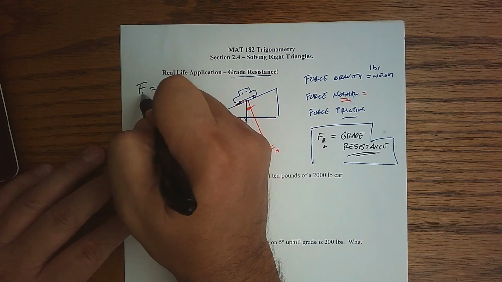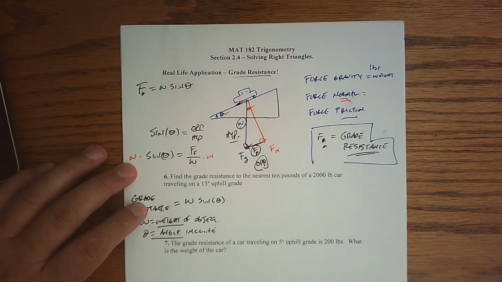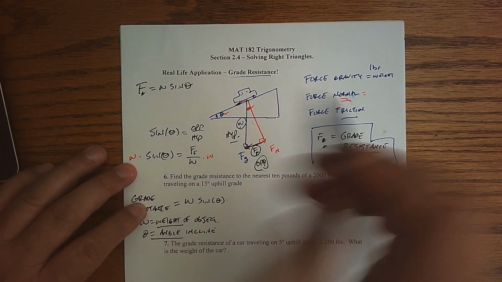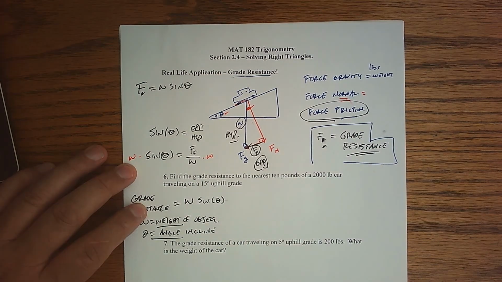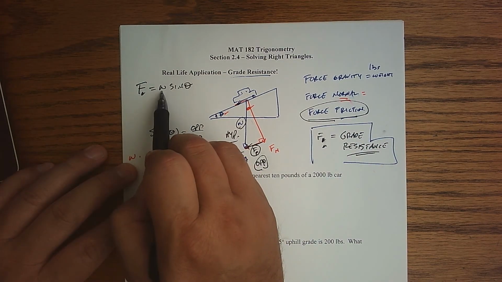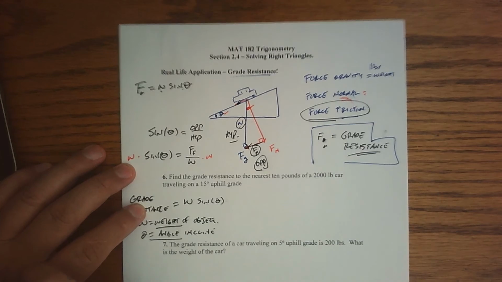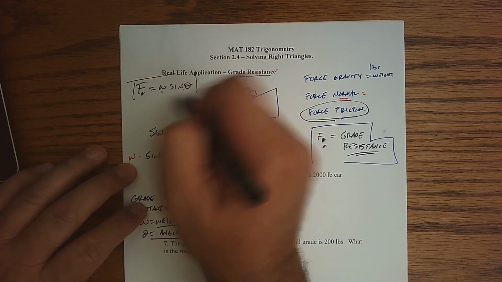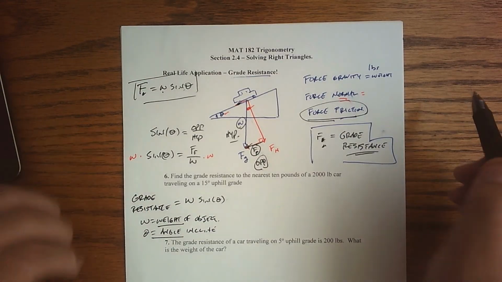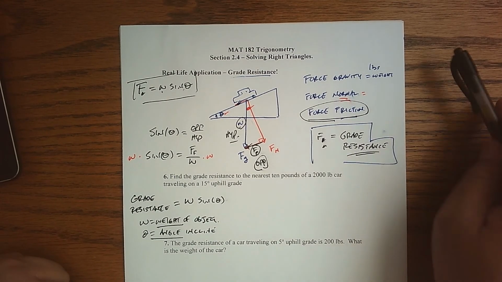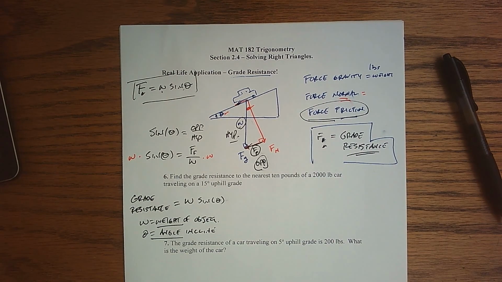If you wanted to be official, put a little g down there. So the force of grade resistance, the force of friction, as your physics professor will say, is the weight of the object times the sine of the angle of elevation. There's our formula. There's the setup. There's the build-up. Now let's go do some problems where we use it. All right, and I'm going to do that in another video coming up shortly.